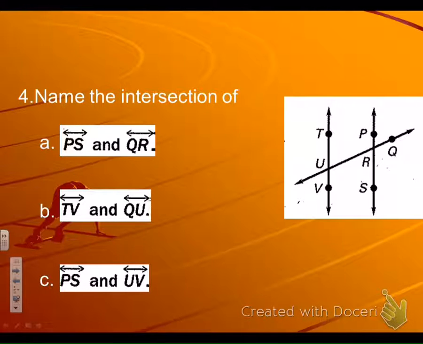Alright, on example 4, we once again have a diagram of intersecting lines. And we are asked to find the point of intersection for the lines given. So first, we are looking at lines PS and QR. So again, I'm going to take my marker here and just draw over those lines to highlight the ones I'm focusing on. That means I can just forget about this one over here that I did not draw over. And I see that their point of intersection is point R.